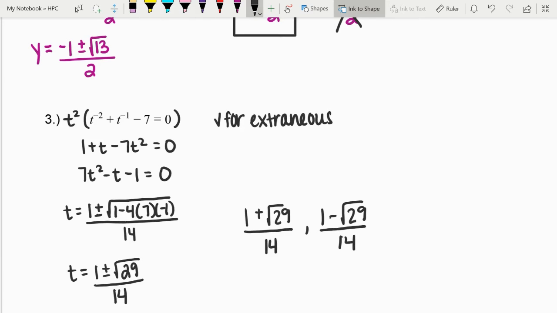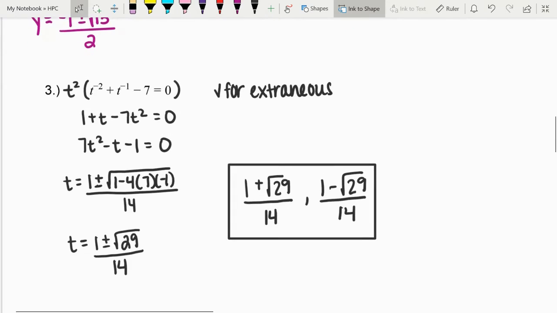Go ahead and pause the video and let's see if either of those are extraneous. If you checked your answers, they both are actually valid solutions. So either way to write it would be acceptable. You could write them separately or you could just leave it as plus or minus. Either way is fine.